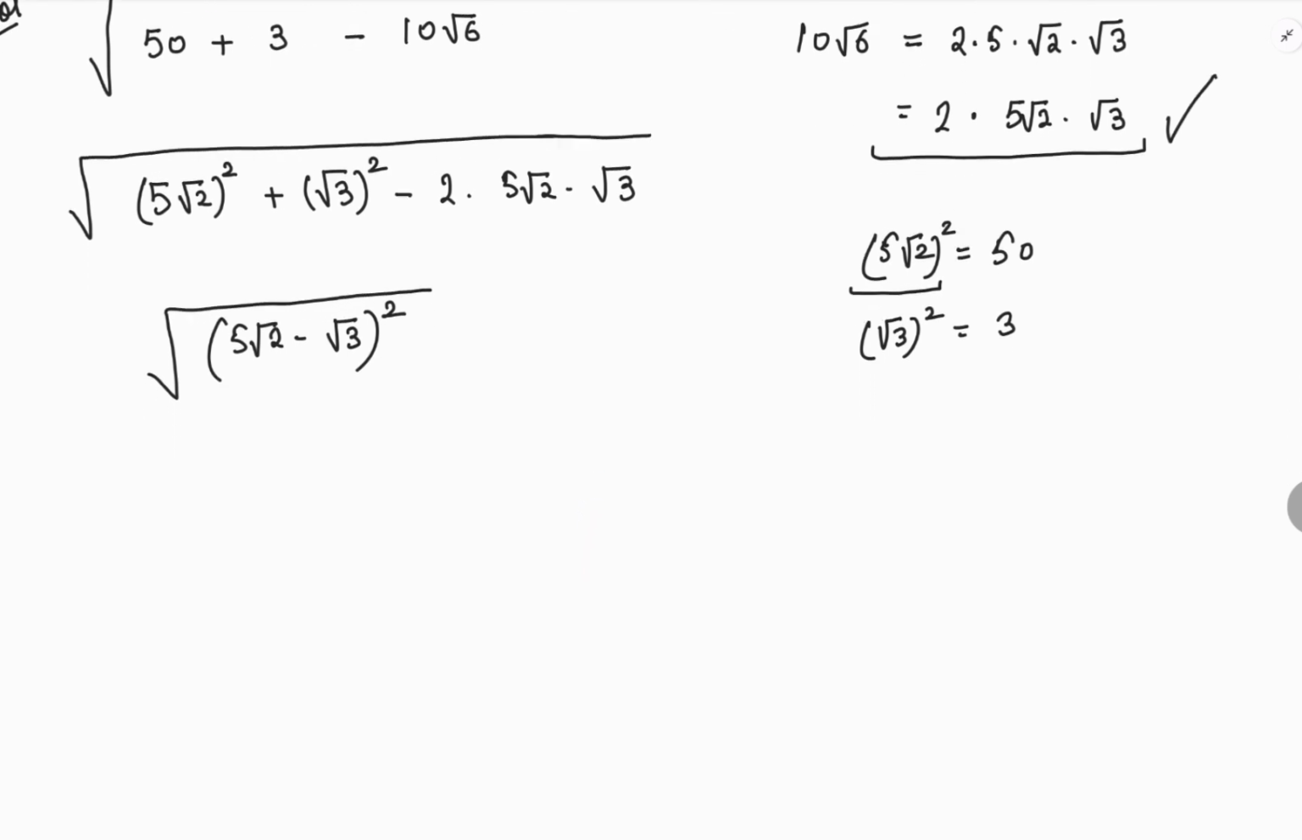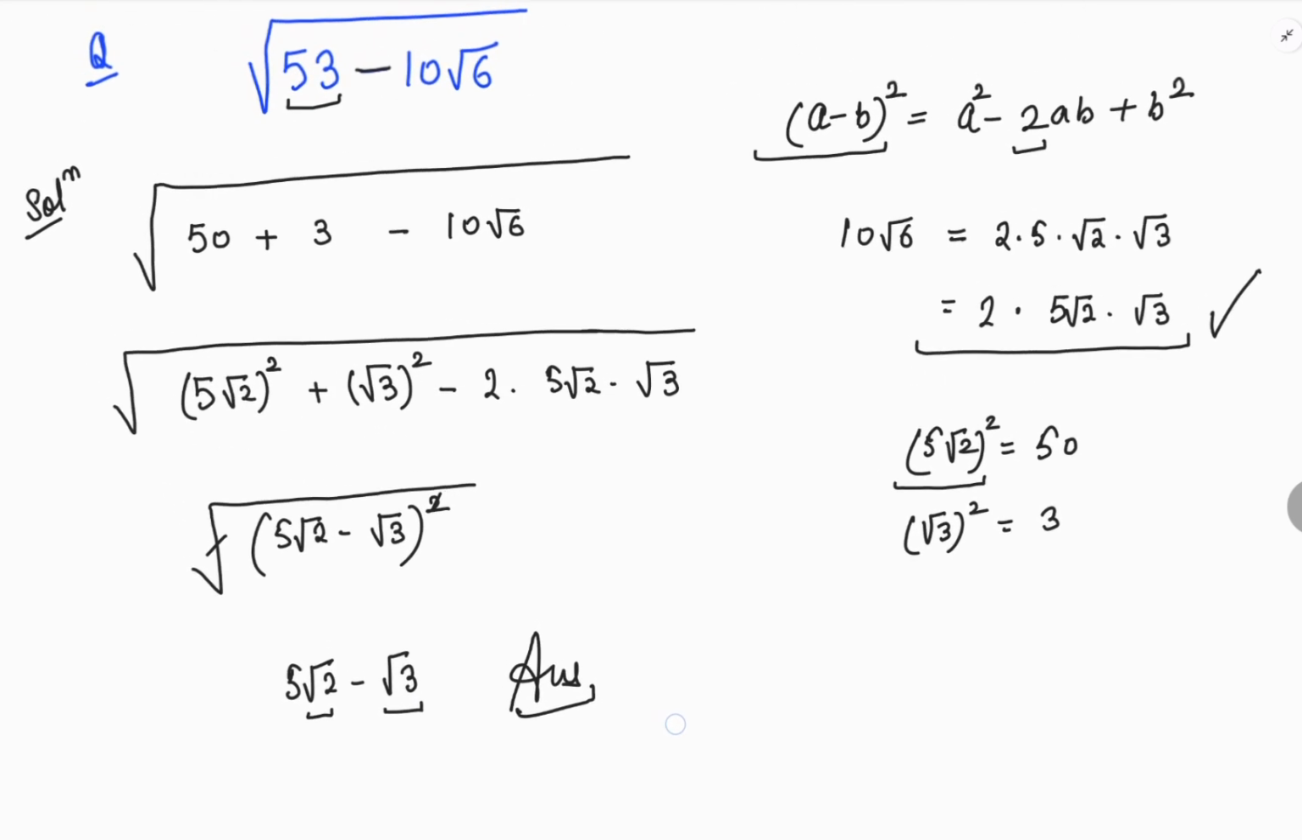Since it is inside the root, you will just cancel out the square roots. You will get 5 under root 2 minus under root 3. And this is our answer. You can further solve it, and like we know the value of under root 2 and under root 3, this is 1.4 approximately and 1.7 this is. So you can solve these things, but sometimes you can leave the answer like this as well when you are given options. Okay, so I hope you understood this.